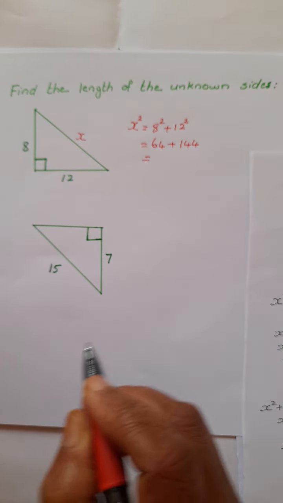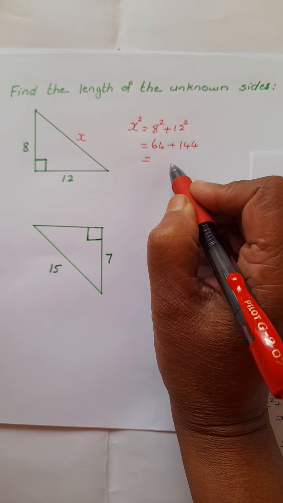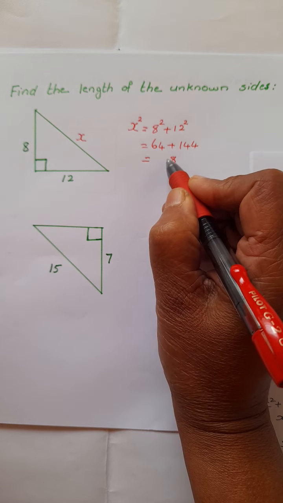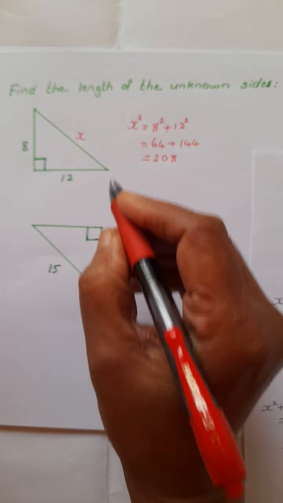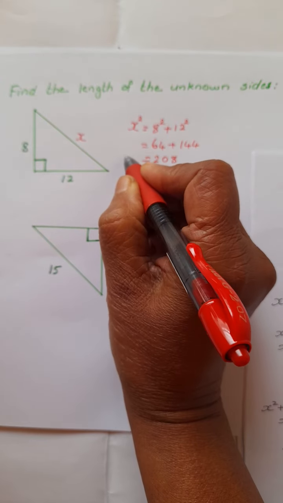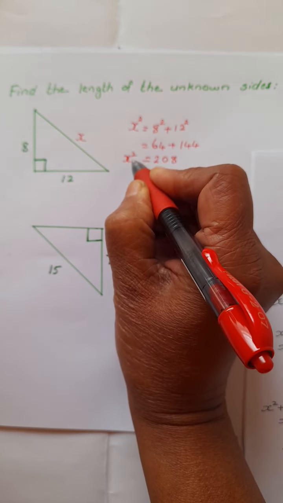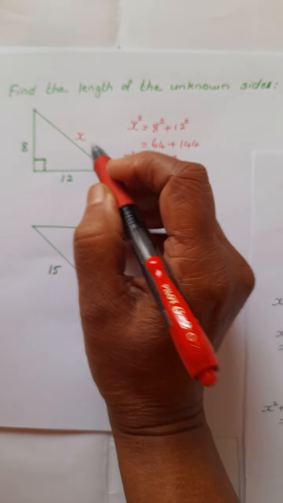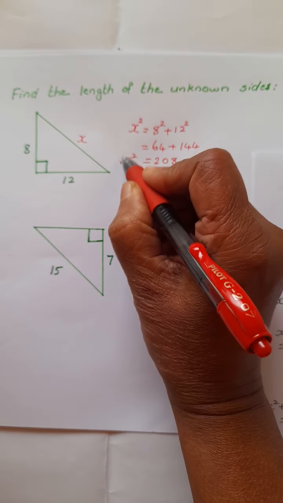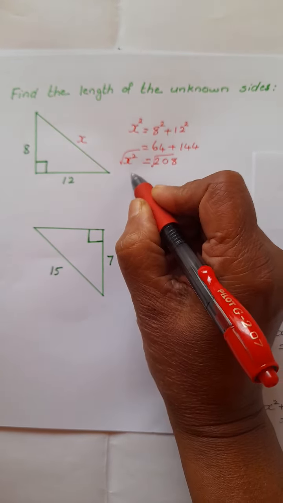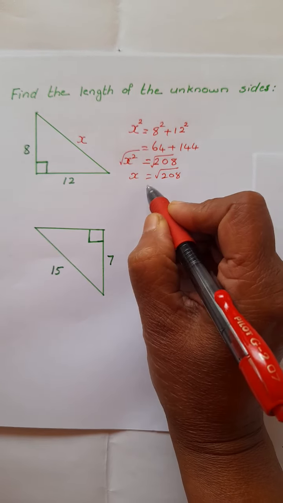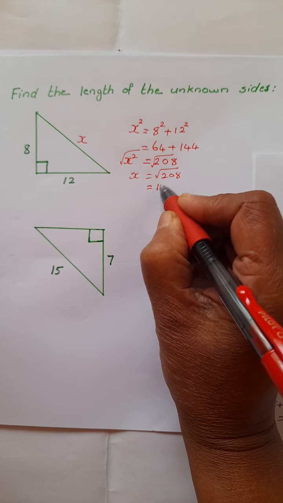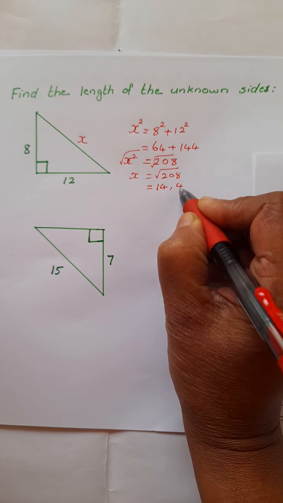That is equal to 208. Then that is the value of x squared, but we want x. So find the square root. So x is equal to the square root of 208. That is equal to 14.4.